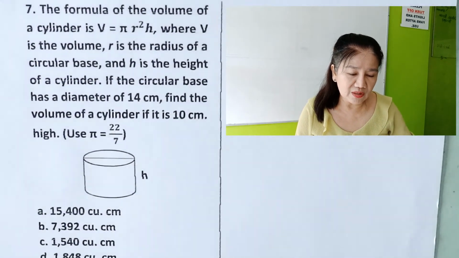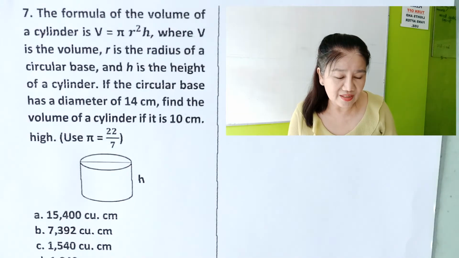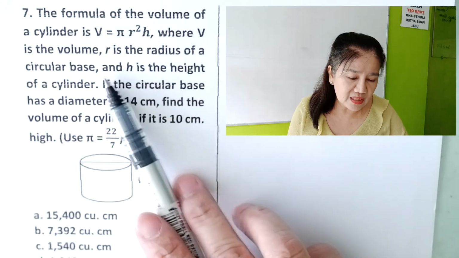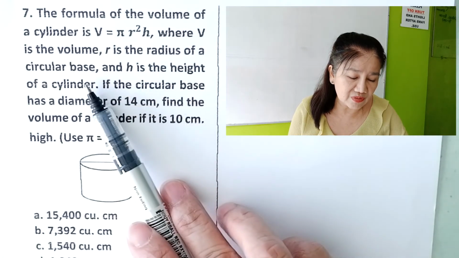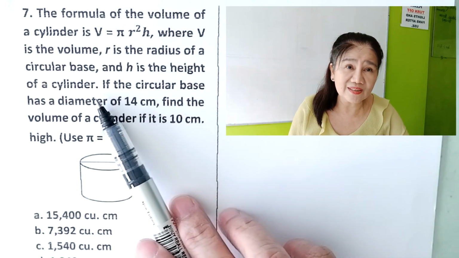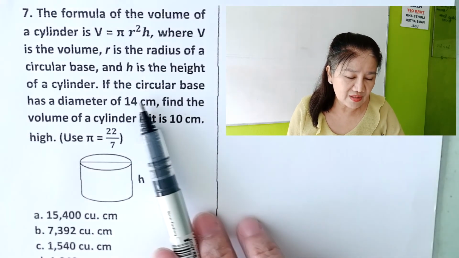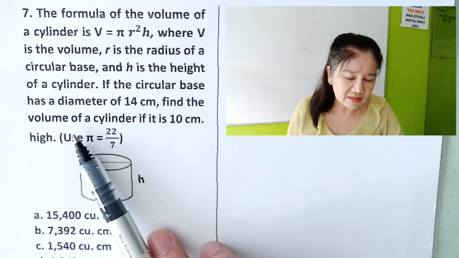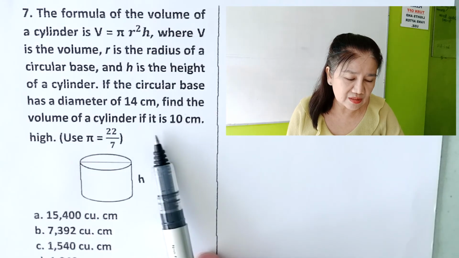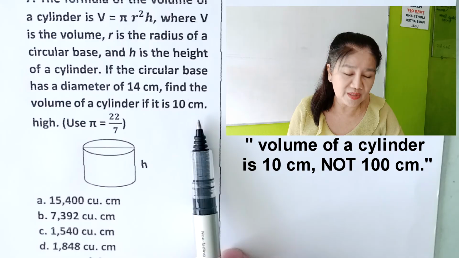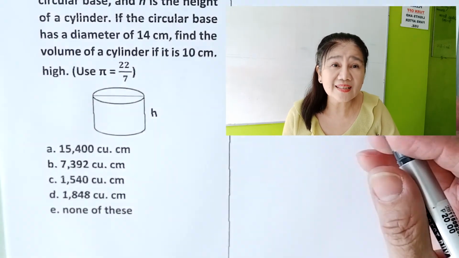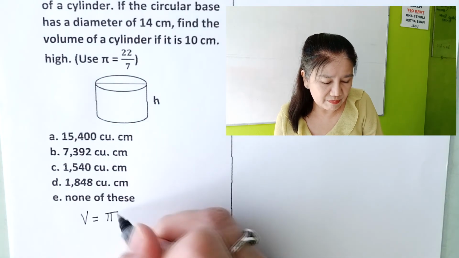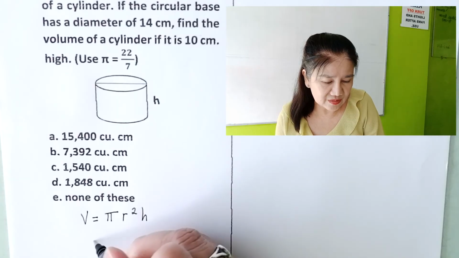The formula of the volume of a cylinder is V equals pi r squared h, where V is the volume, r is the radius of a circular base, and h is the height of a cylinder. If the circular base has a diameter of 14 cm, find the volume of a cylinder if it is 10 cm high. Okay, so all you have to do here is to plug in the values to the formula of the volume, pi r squared h.